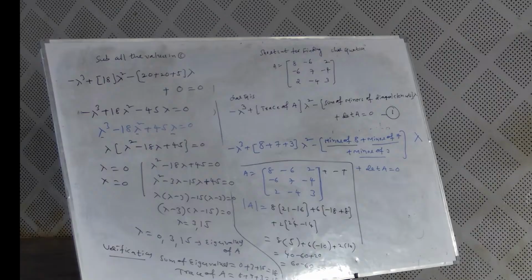No. This is half of the problem only. What is the question? Find the characteristic roots and characteristic vectors. Up to now, we completed roots only. How many eigenvalues are there? Three. Three eigenvalues will generate three eigenvectors.